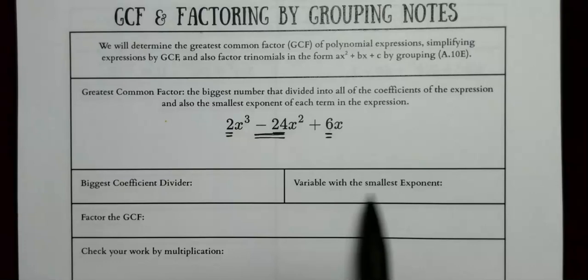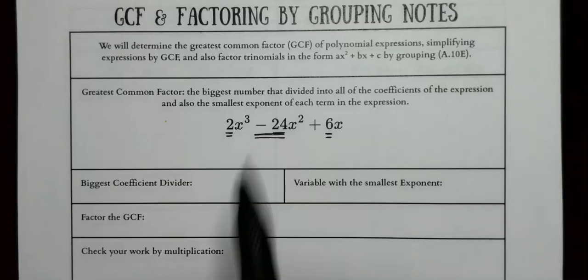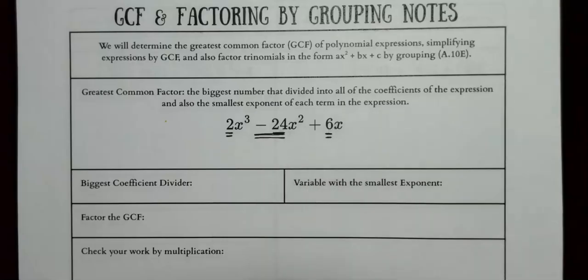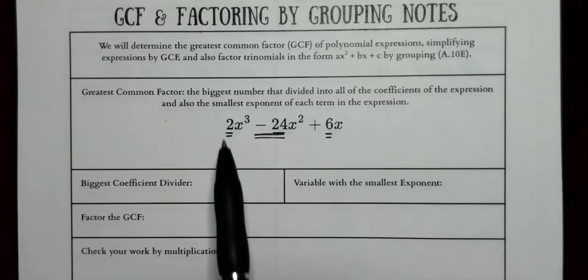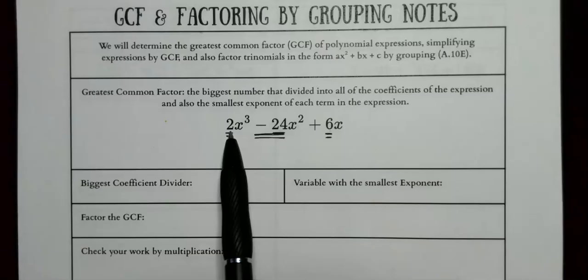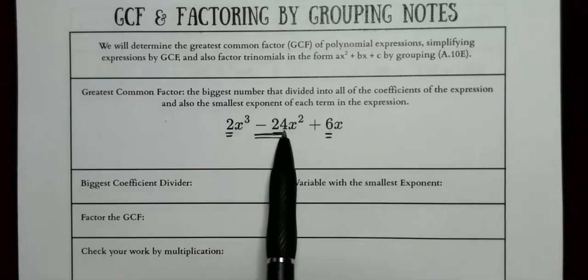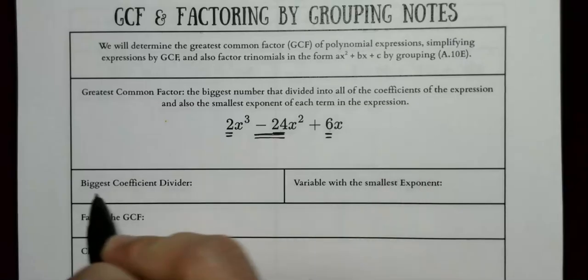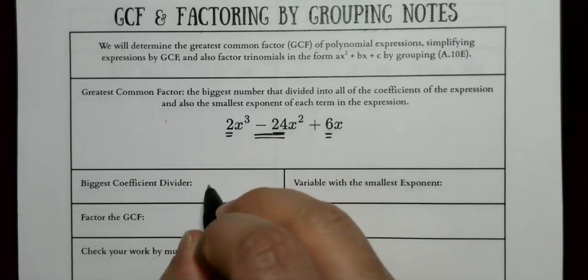Notice that I've divided everything up because I want you to look at them separately and then bring it all together. The first thing we're going to do is look at the 2, the 24, and the 6. Notice that all these numbers are even numbers, so we know that they are all divisible by 2. So 2 will divide into 2, 2 will divide into 24, and 2 will divide into 6. So our biggest coefficient divider is the number 2.